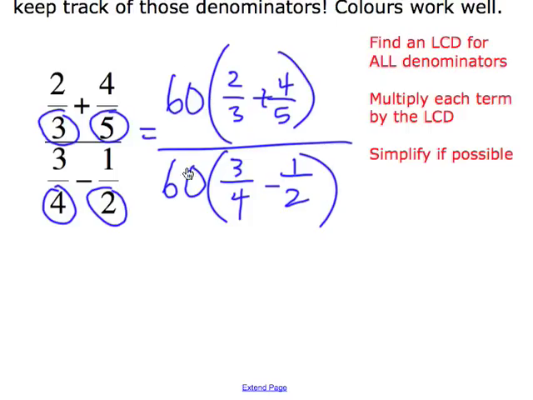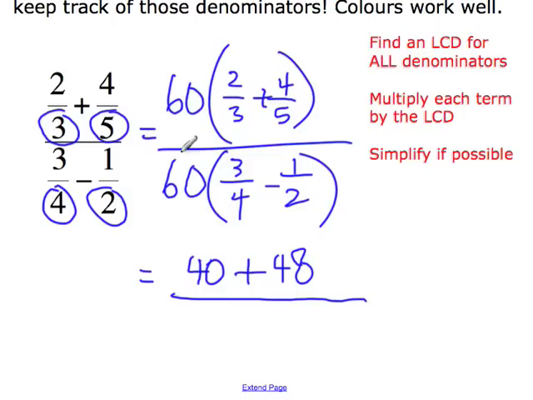Now, notice 60 over 60, that's a factor of 1. I'm not changing anything. I'm just using that idea of a factor of 1 to help me simplify something. Okay, so now I'm going to take and multiply 60 by 2/3. I'm just going to do that in my head. 3 goes into 60, 20 times 2, that'll be 40. Plus, okay, 60 times 4/5, that'd be, oh goodness, I don't know. 5 into 60 goes 12, right? And 12 times 4, that's 48.